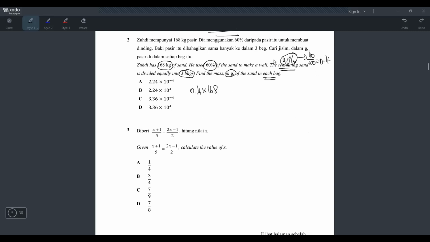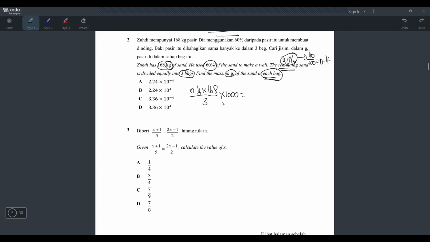So after you take 0.4 times 168, you have to divide into 3 bags, because they want to find the mass in each bag, so they write 3, right? But there's one more step, times 1000. You know why? Because this one is in kg. So after you take 168 times 0.4 divided by 3, you will get kg. But they want gram, that's why you have to times 1000.